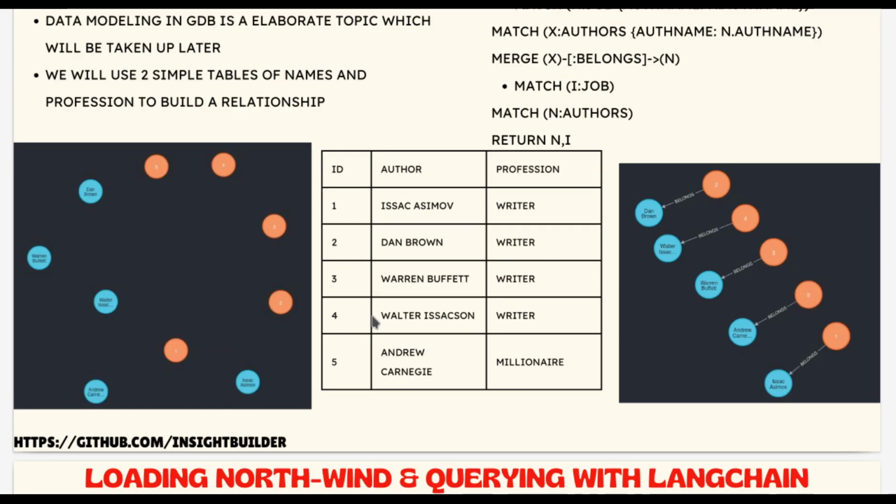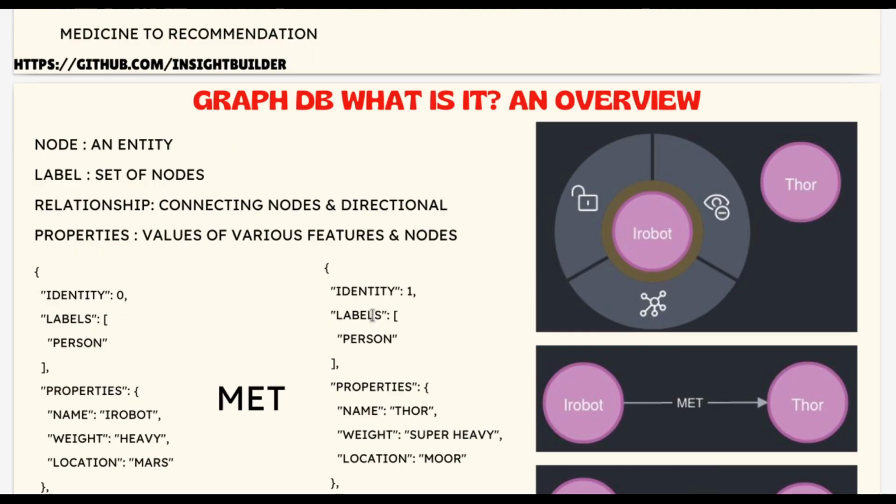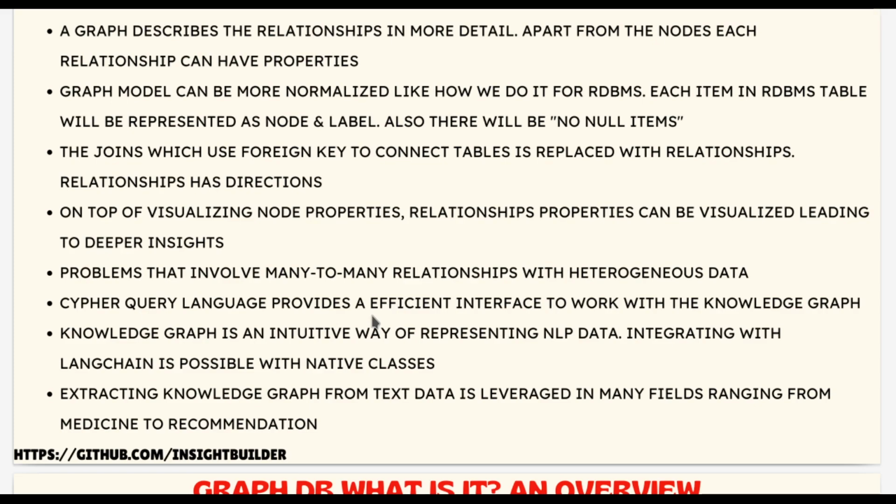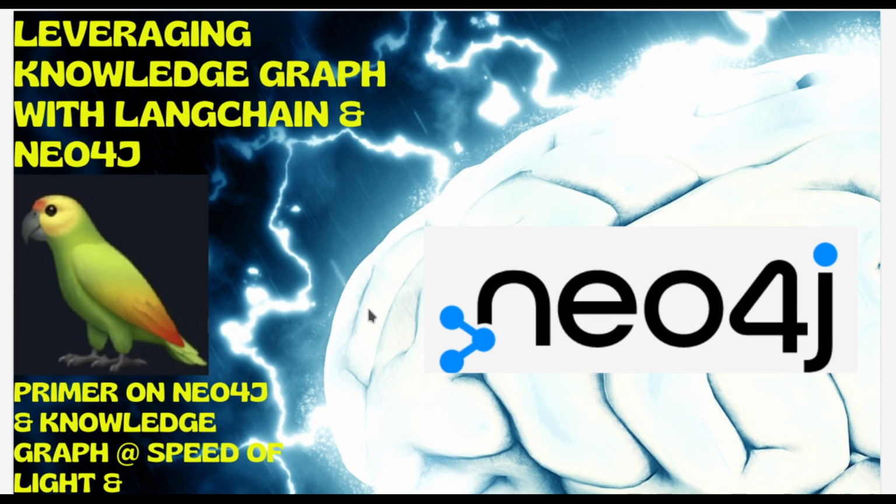This particular video, as I was already telling, I am not directly going to solve the problem, that is the problem of improving the vector search, the multi-hop vector search. That is not going to be solved. This is a primer on Neo4j and knowledge graphs.